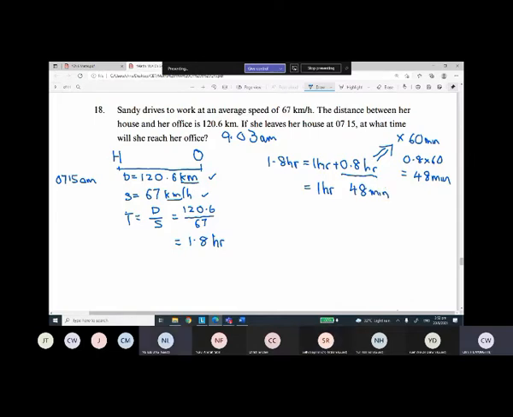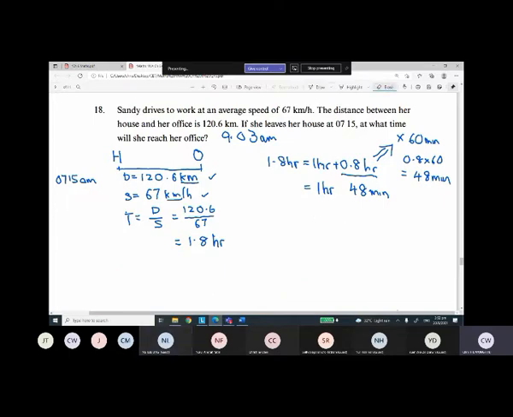Yeah. Okay. So he started from home at 7:15 in the morning. To travel to the office, he took 1 hour 48 minutes. All you need to do is take 1 hour 48 minutes plus the start time. You add them together, then you have the time that he reached the office. Am I right to say that? You agree? Okay, so how do you add?